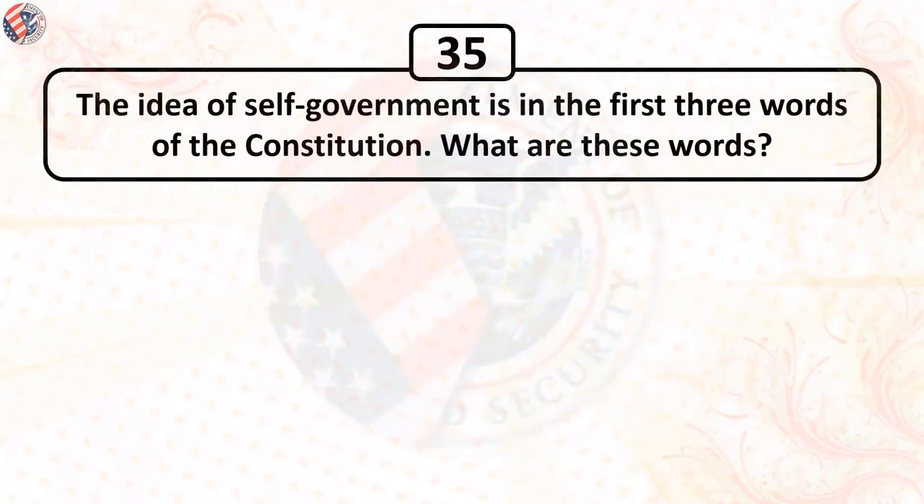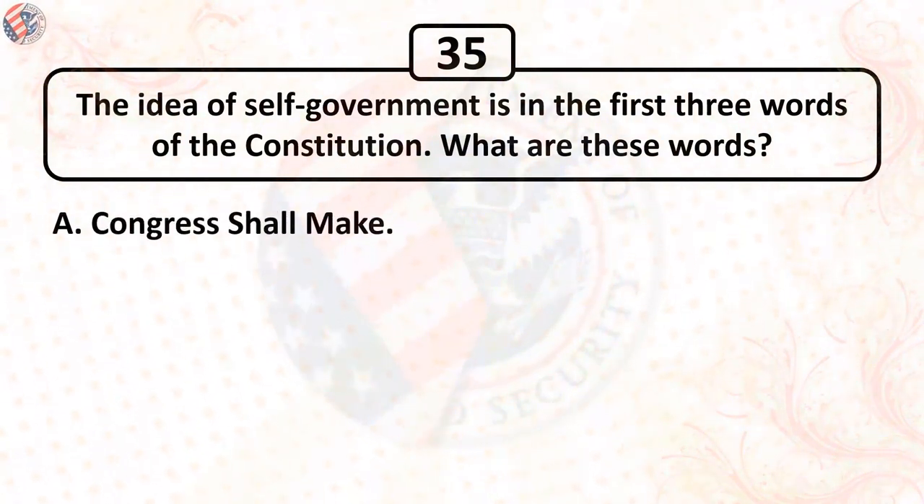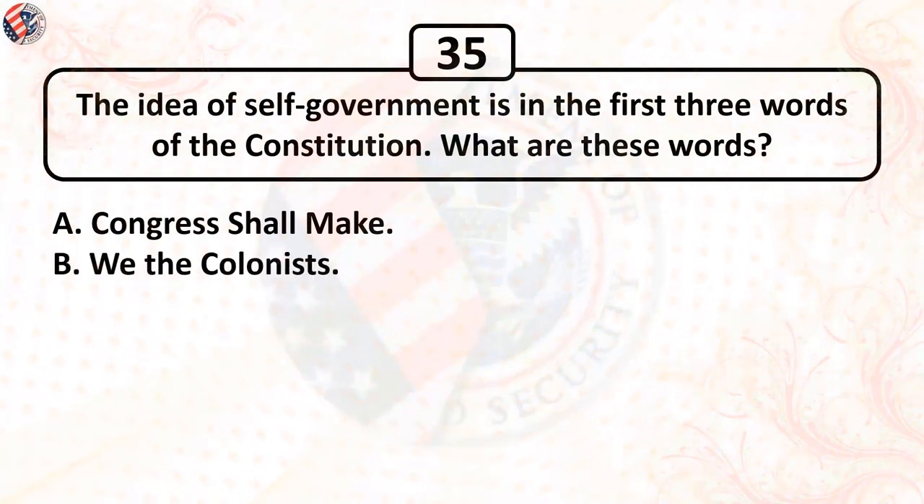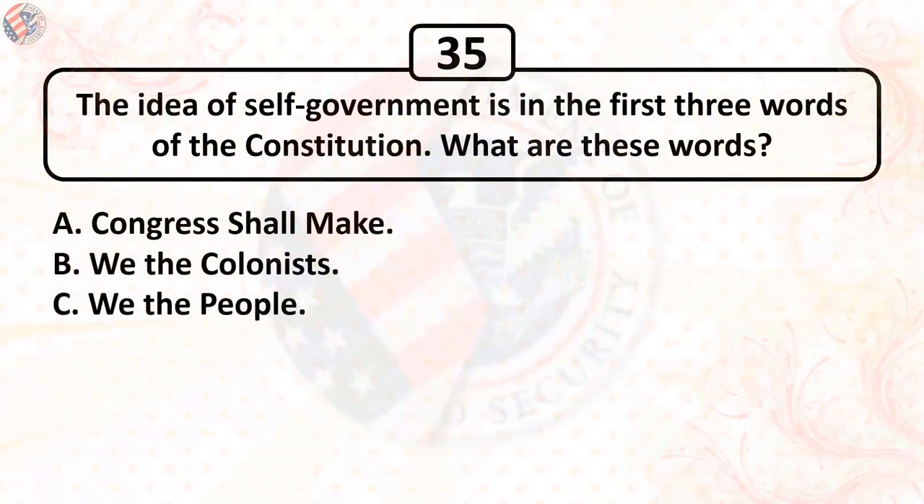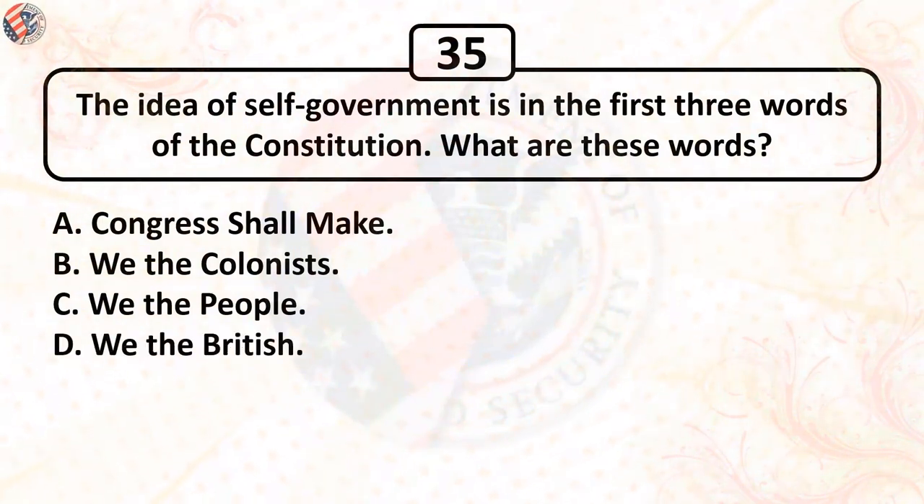The idea of self-government is in the first three words of the Constitution. What are these words? A. Congress shall make. B. We the colonists. C. We the people. D. We the British.